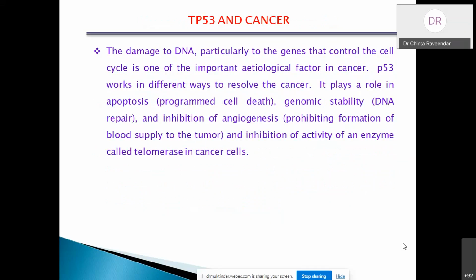The damage to the DNA, particularly to the genes that control the cell cycle, is one of the important etiological factors in cancer. P53 works in different ways to resolve cancer. It plays a role in apoptosis, that is programmed cell death, genomic stability, nothing but DNA repair, and inhibition of angiogenesis, which needs to be hindered in cancer, that is prohibiting the formation of blood supply to the tumor, and inhibition of the activity of an enzyme called telomerase in cancer cells. See, that is the importance of this P53. In four ways, it tries to protect us from cancer. When P53 gene goes out of order, people will get cancer. Next.